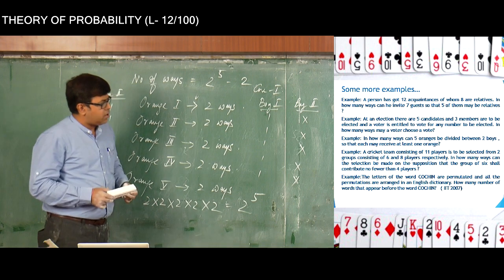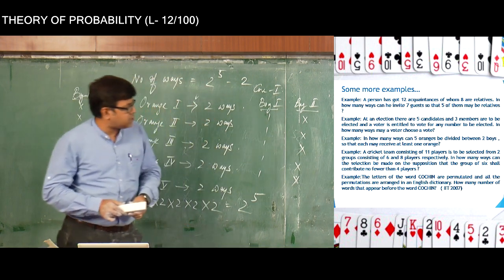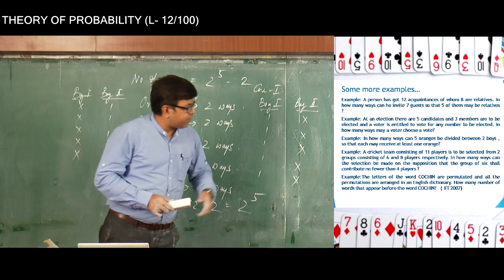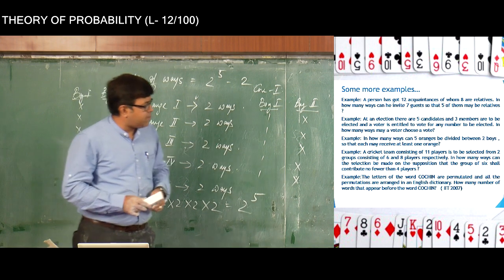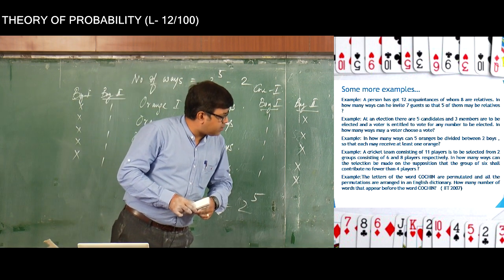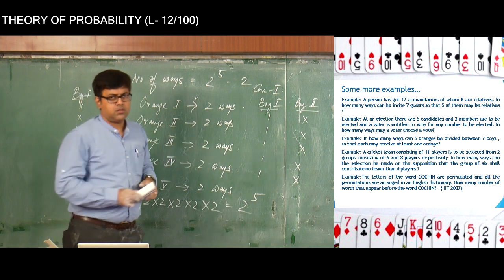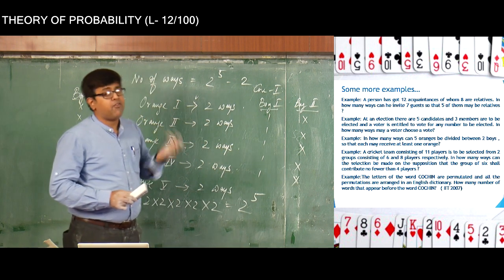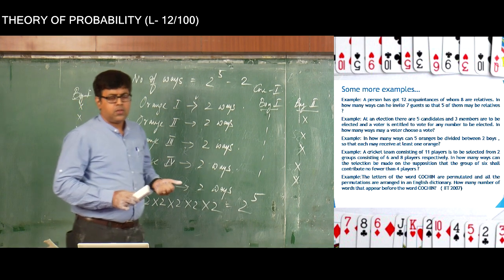A cricket team consisting of 11 players is to be selected from 2 groups, consisting of 6 and 8 players respectively. In how many ways can the selection be made, on the supposition that the group of 6 shall contribute no fewer than 4 players? No fewer means minimum 4, can be more than 4. No fewer means not less than 4, that is at least 4.